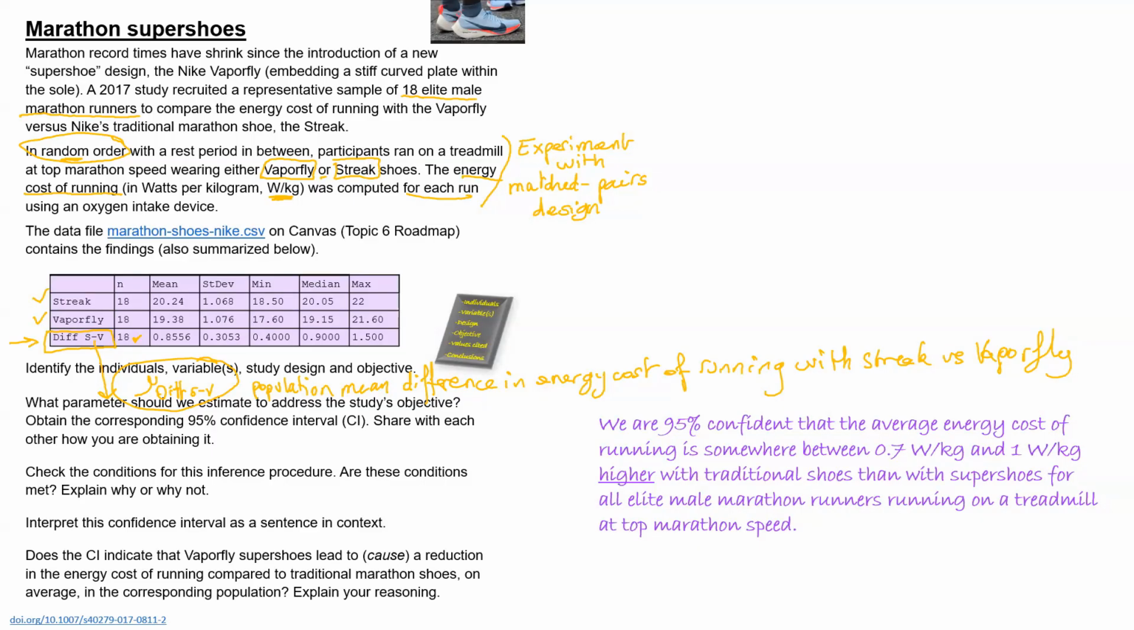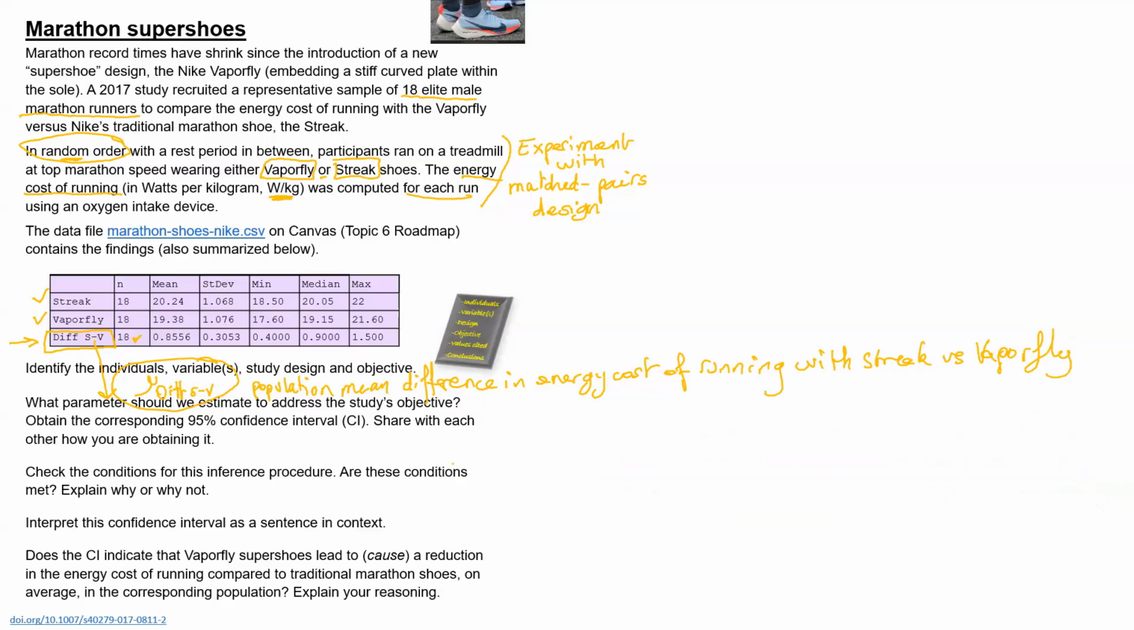Vaporfly super shoes. Lastly, you were asked to consider whether the confidence interval indicates that the Vaporfly super shoes are the cause of a lower energy cost, so a reduction in the energy cost of running on average in this population. This question has two components. One is, do we have evidence that the energy cost of running is lower on average for the Vaporfly than for a traditional marathon shoe like the Streak in this population?